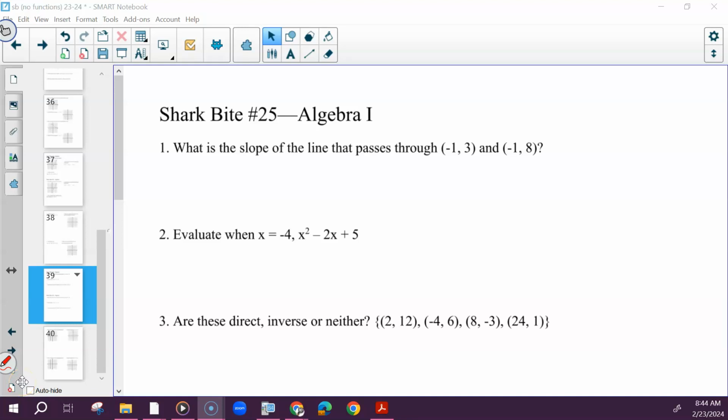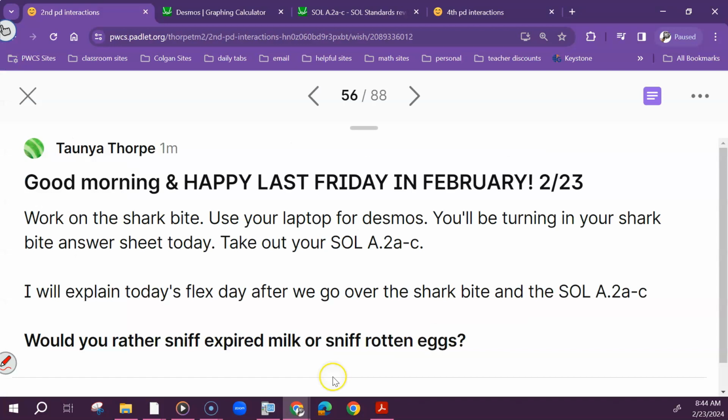Number 3. I see a lot of 1s and 2s and 3s, so we'll do those 3. All of these can be done in Desmos, so we'll do that.